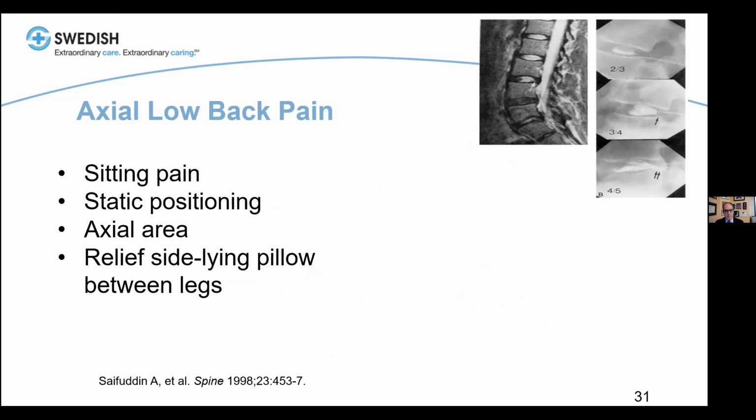And so axial low back pain, Wilson did a good job showing the different diagrams. It's mostly sitting pain that is worse, static positioning, they have to keep changing positions. To the right are some old pictures of discograms. In the old days, we used to inject dye into the disc to see if it leaked out or if it provoked their pain with pressure. They do get relief with side-lying, and Wilson showed those classic diagrams of that. Axial low back pain is hard because it can be disc, it can be facet, it can be multifactorial.